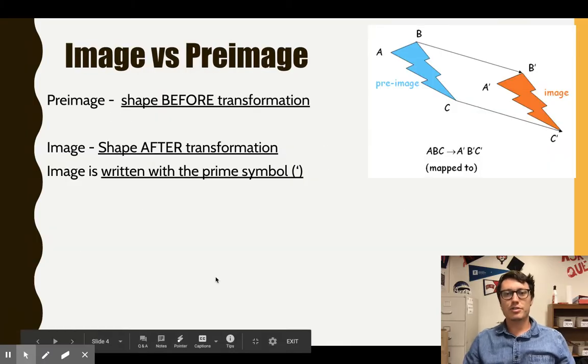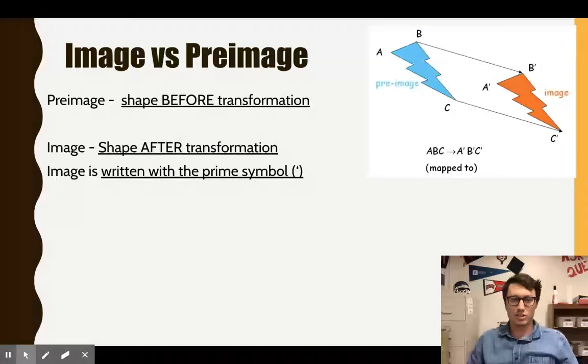The image versus the pre-image. The pre-image is the shape before your transformation. The image is the shape after the transformation. You can always tell which one is the image because the image is written with the prime symbol, a little like an apostrophe. This was our pre-image, lightning bolt ABC, and then it transformed over here, and now this is the image, lightning bolt A prime, B prime, C prime.